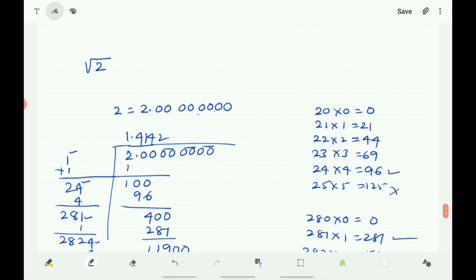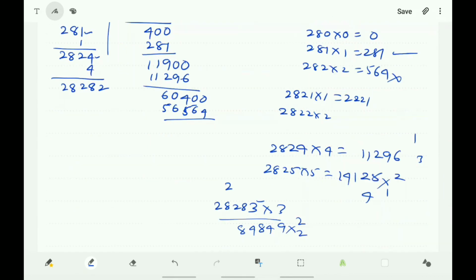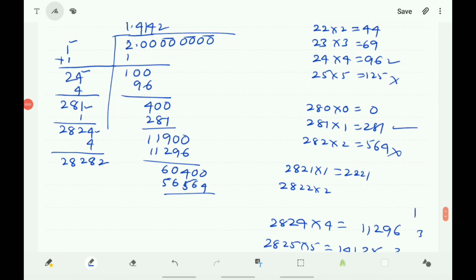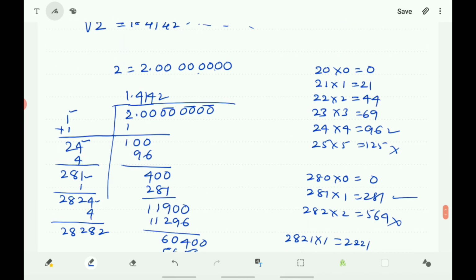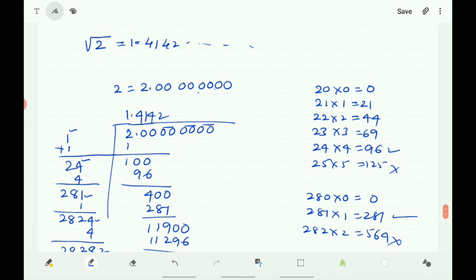1.4142 and the digits are not repeating. Here the division method will not end and the digits are also not repeating. Therefore, what you can say, root 2 value cannot be obtained exactly. So here root 2 is a non-recurring, non-terminating decimal, and it is an irrational number. That is, we can write root 2 is equal to 1.4142 and so on.